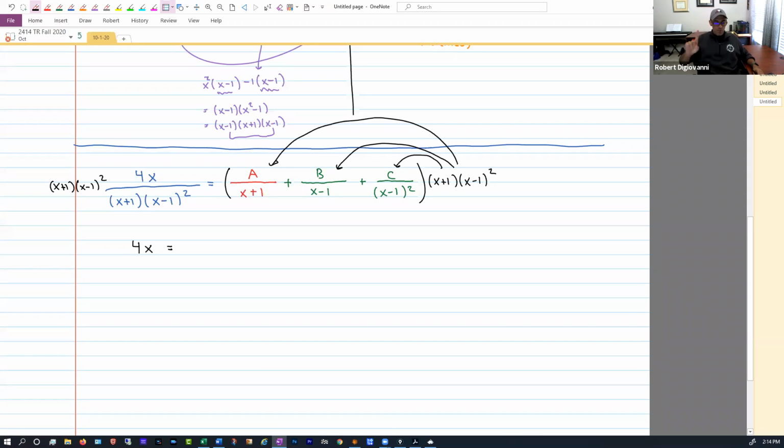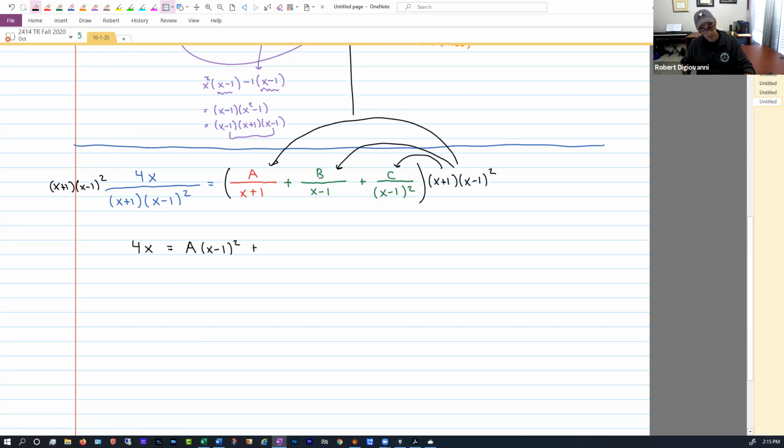So let's do the first multiplication. We're going to have an A there still. Are we going to have an x plus 1? No, it's going to cancel with the x plus 1 on the bottom, but we still will have an x minus 1 squared, won't we? That's still there.